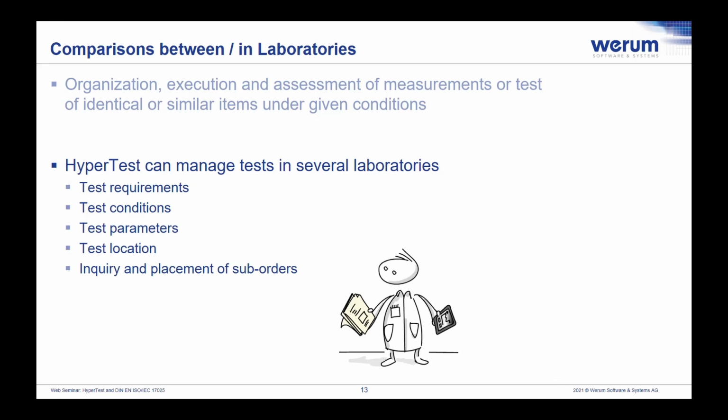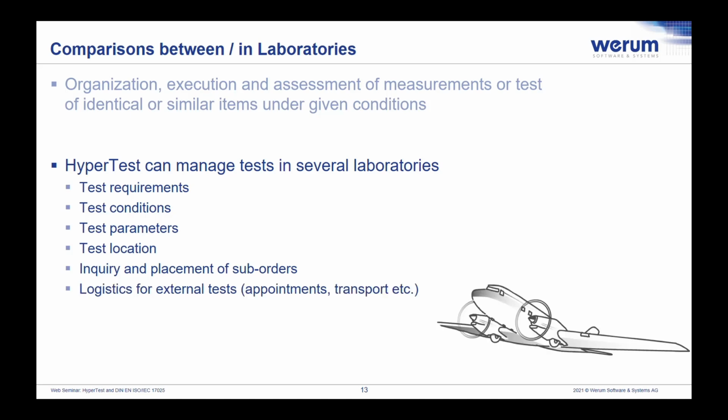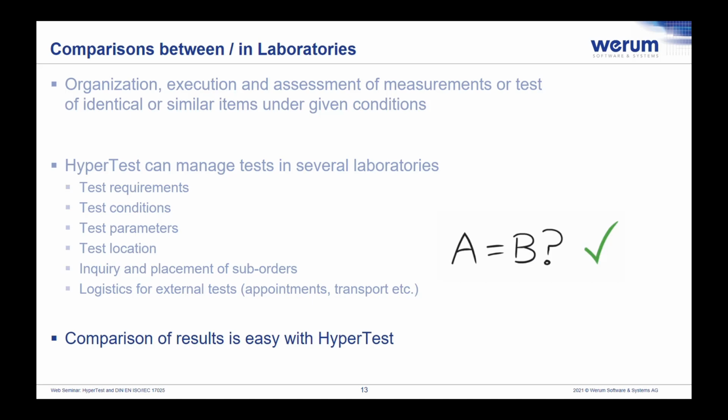The order management of HyperTest supports the inquiry and placement of subcontracts. It can also support the logistics required for external tests. As HyperTest stores all these details in the context of the test order, it is no problem for the system to compare the results.